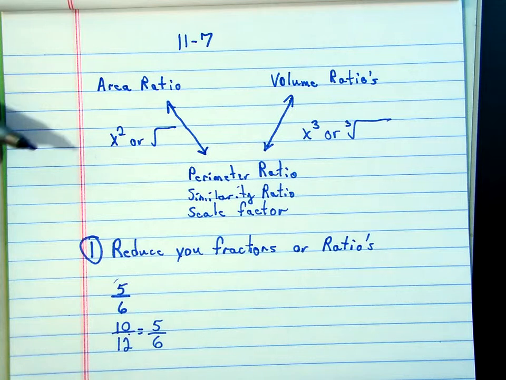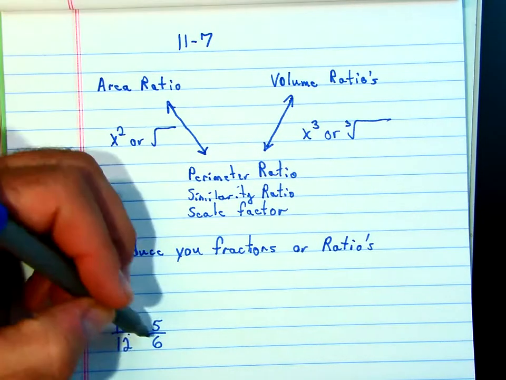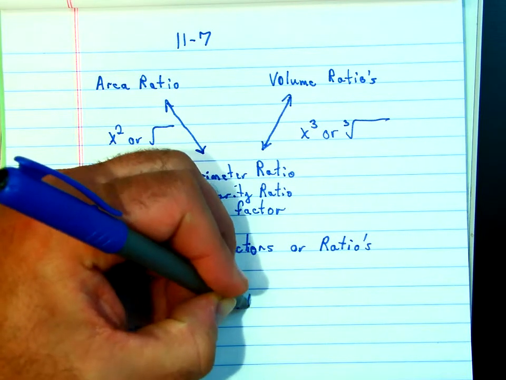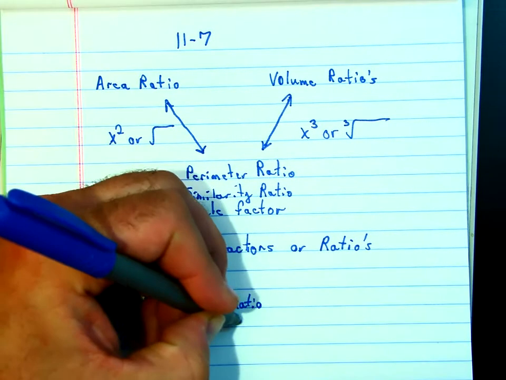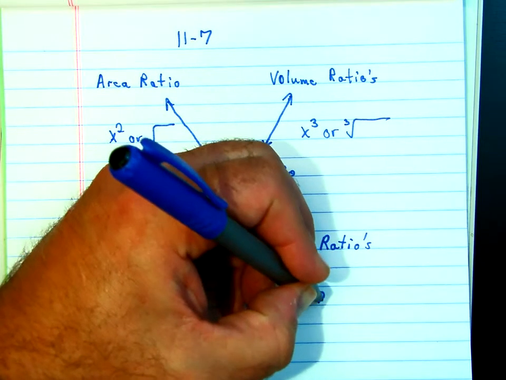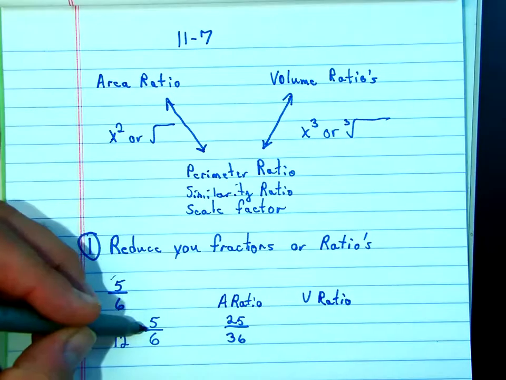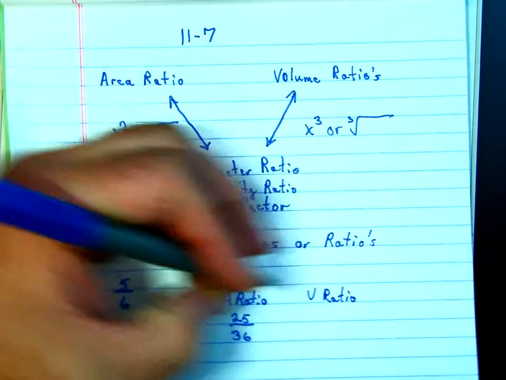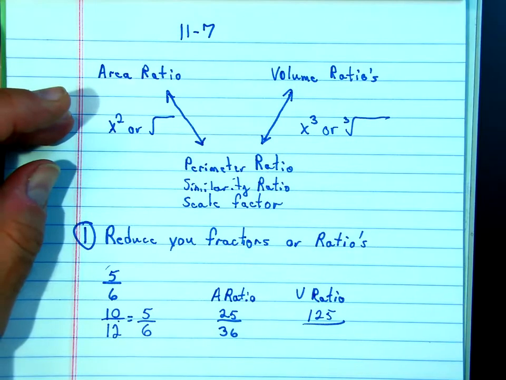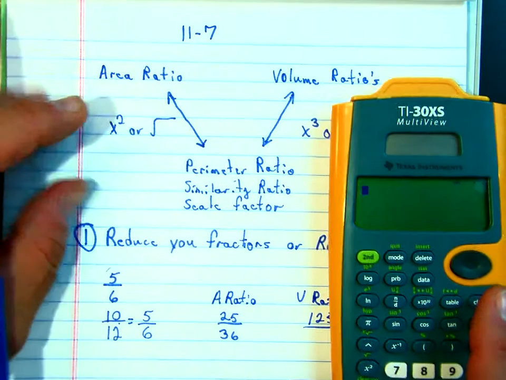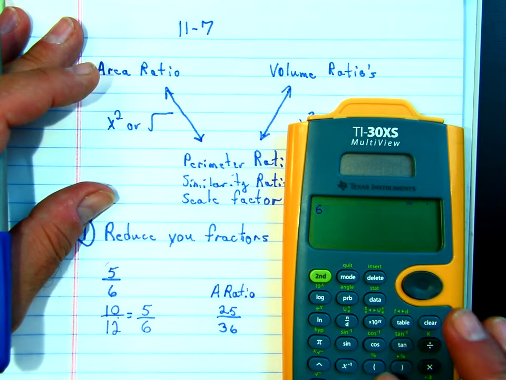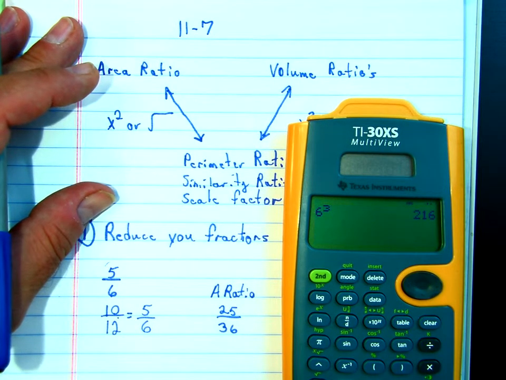All right, now here we go. If I needed an area ratio, what would I do with these to begin with? I would square them. So my area ratio would be 25 to 36. And then, of course, if I wanted a volume ratio, I have to start with the perimeter, and I cube it. So this would be 125 to, and of course, you have to remember how we're using our calculator, it would be 6 cubed, that's 216.